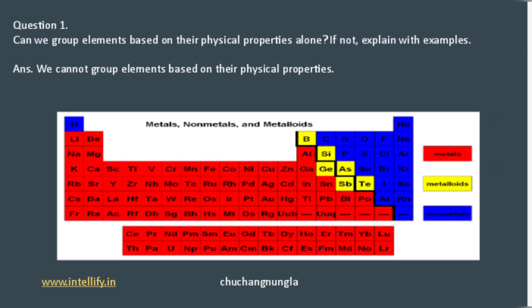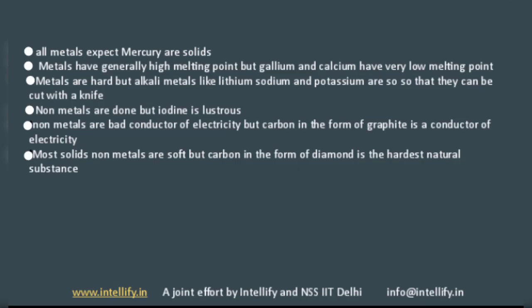Why? Because elements have three types, that is metals, non-metals, and metalloids, as we can see from the figure. Now, we already know that metals are good conductors of heat and electricity. They are also malleable and ductile and are solids at room temperature. They generally have a high melting point, which is quite different from non-metals.